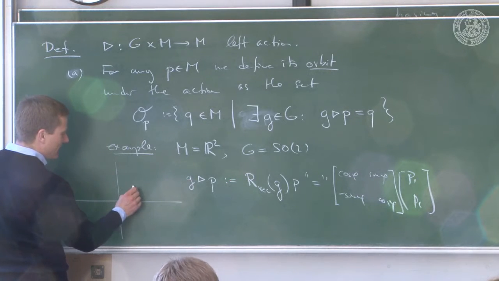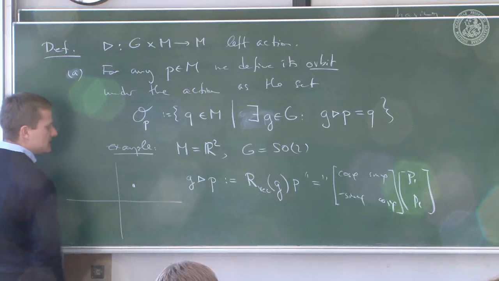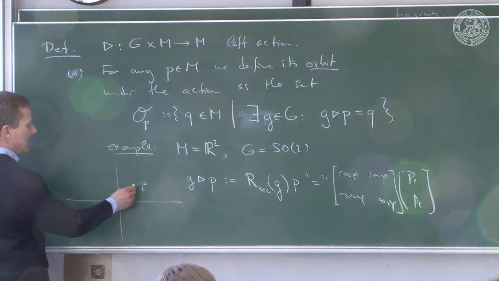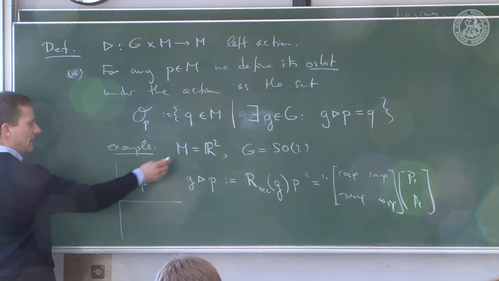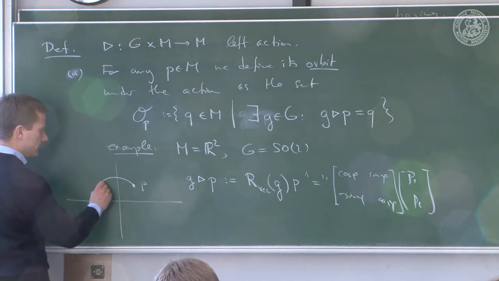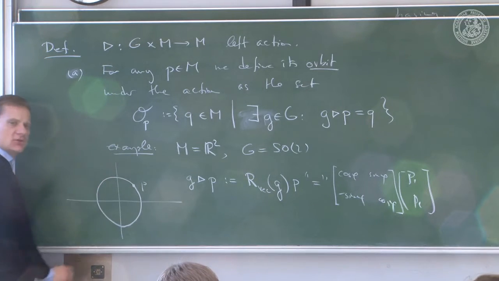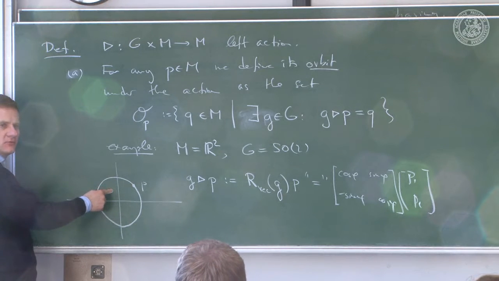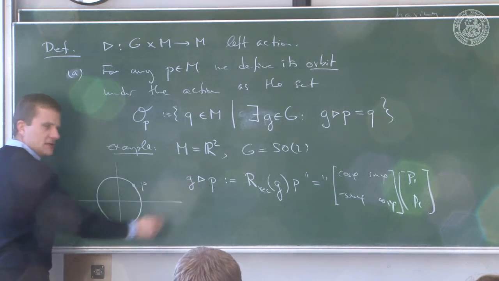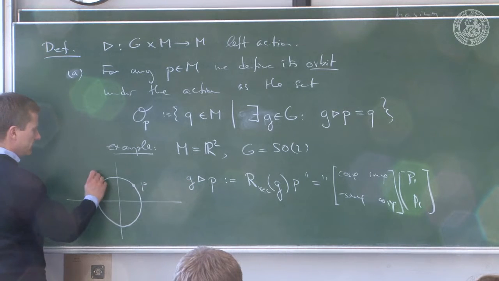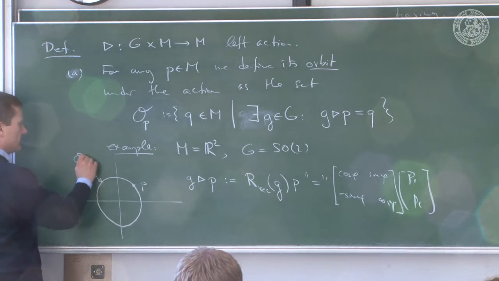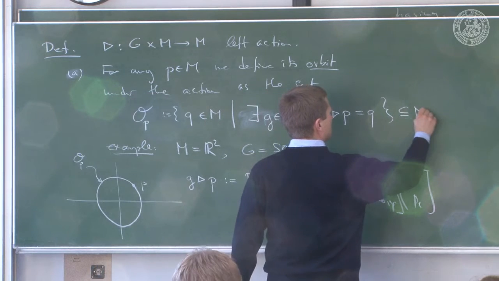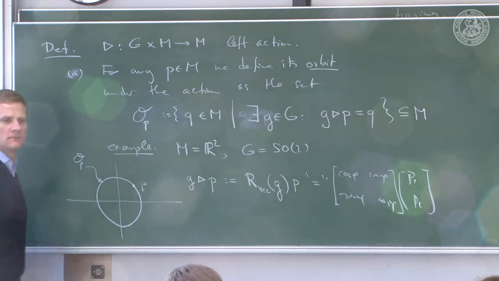And now take this point here. What's the orbit of this point? This point will be called P. The orbit is any point you can reach from there by action of the group. So it's all the points on this circle. But this point you cannot reach from there by action of SO(2) with this particular action that I wrote down. So this whole set is the orbit of P. So the orbits are subsets of the manifold. Okay?